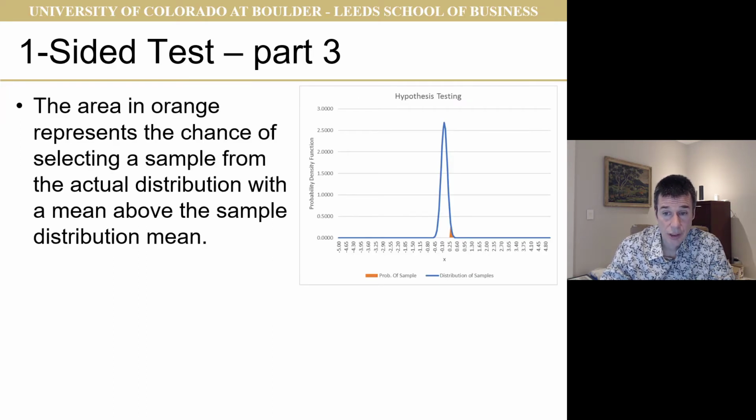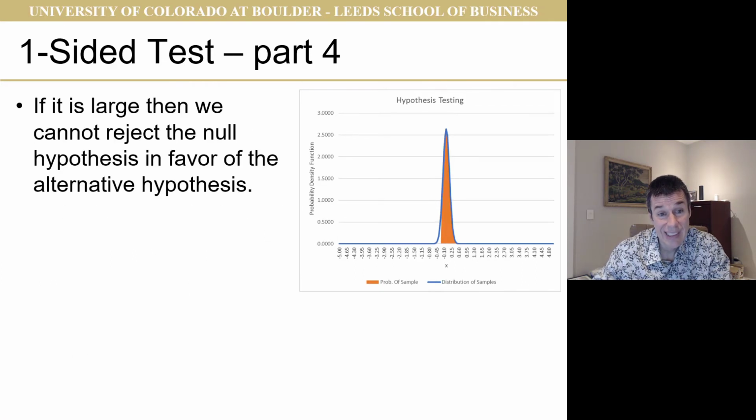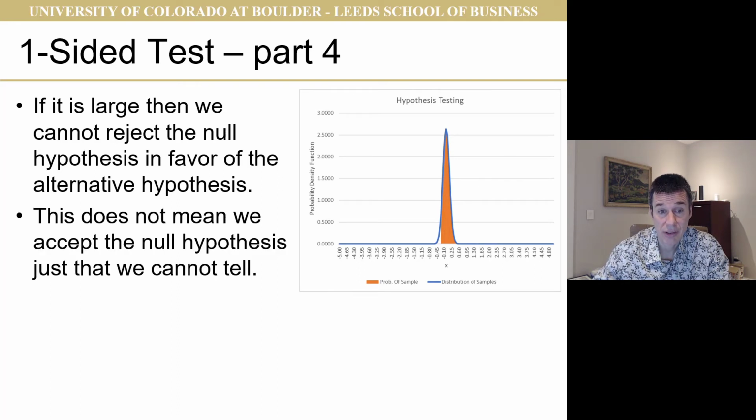Now, the area in orange in this graph represents the chance of selecting a sample from this null hypothesis distribution with mean above the sample mean. If this is small, then we reject the null hypothesis in favor of the alternative hypothesis that the actual mean is greater than the null hypothesis mean. On the other hand, if it's large, we can't reject the null hypothesis. This doesn't mean that we accept the null hypothesis, just that we can't tell whether the null hypothesis or the alternative hypothesis is true.